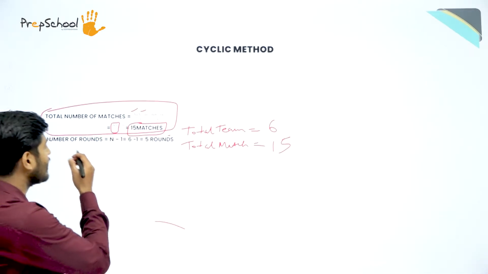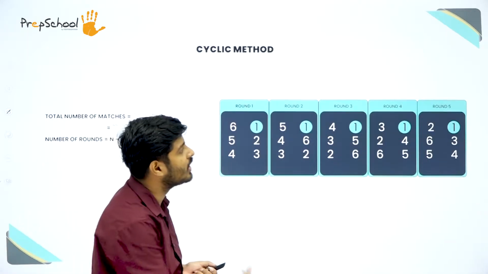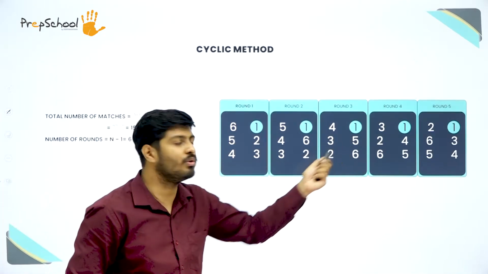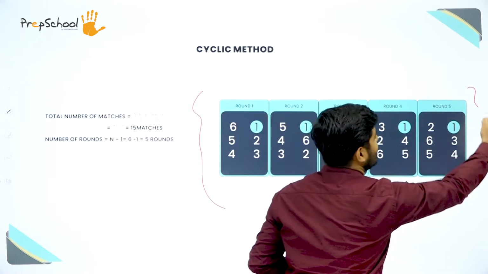Now the total number of rounds, you will have 5 rounds. In the image you can see over here, you have a total of 5 rounds. So this is pretty new to you. Cyclic method is a new method that you have.